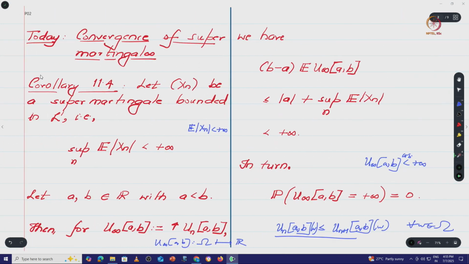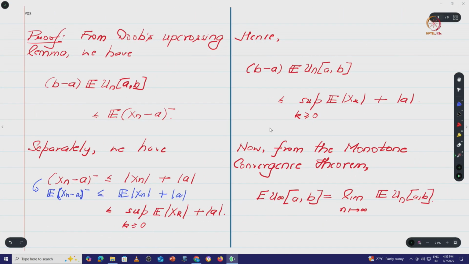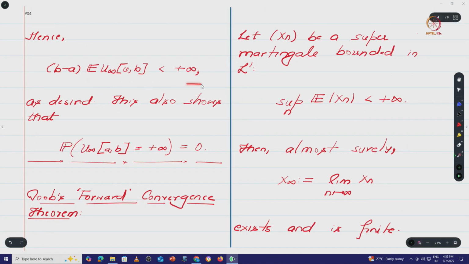So recall that we wanted to show this part, and we have shown that part. The key idea is to use this monotone convergence theorem to relate the expected value of U infinity to the expected value of Un, and connect the expected value of Un to the supremum of these expected values of absolute values of Xk. So we can conclude this, and then as I said, since this is a non-negative random variable and its expectation is finite, we can conclude that the probability that U infinity of ab equals plus infinity is actually 0. So what does this mean?